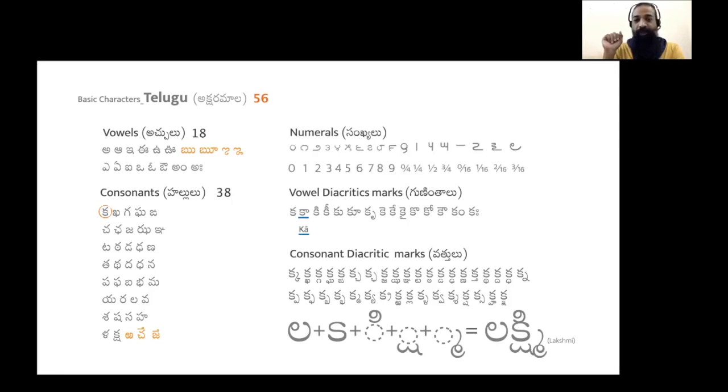Numerals, these are the numerals, and even for the fractions there is a designated symbol, so those also have to be designed distinctively. Considering all this, the basic number of glyphs for a workable font in Telugu is more than 1200.